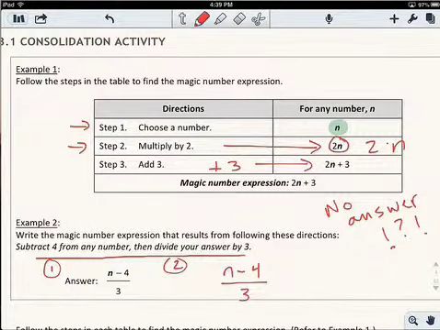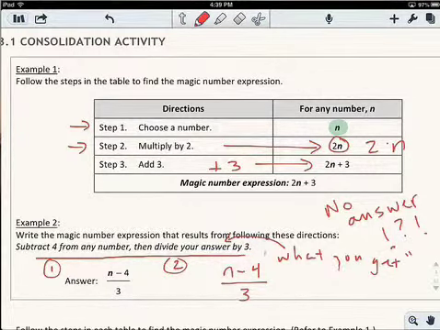Again, I know it says the word answer there, but that's really the expression again. So the answer, quote-unquote, you're looking for is just the magic number expression. This one you could say, divide what you get by 3, or something like that.